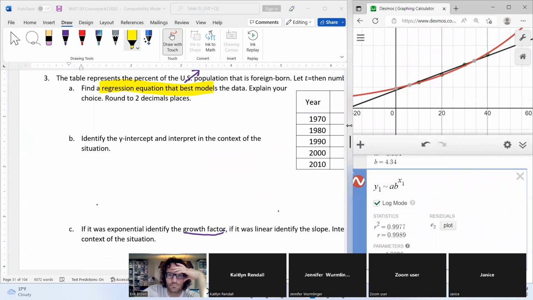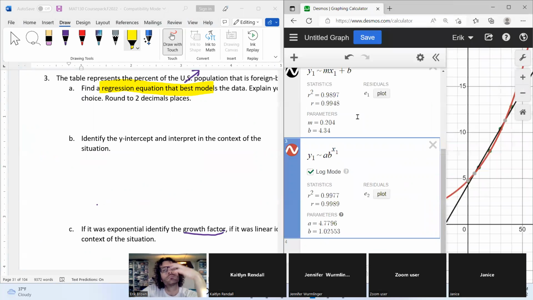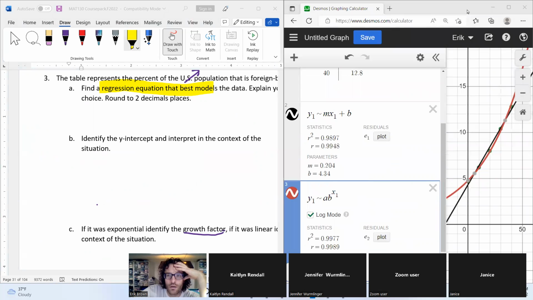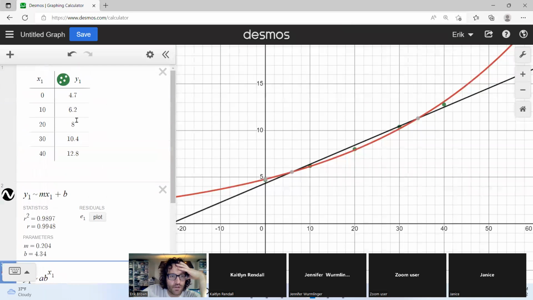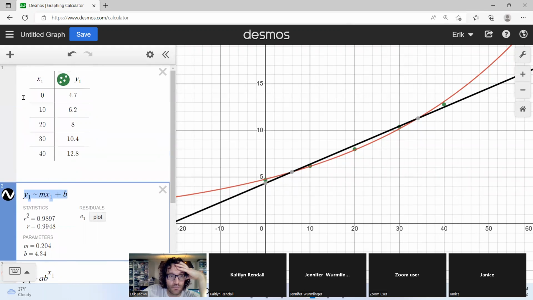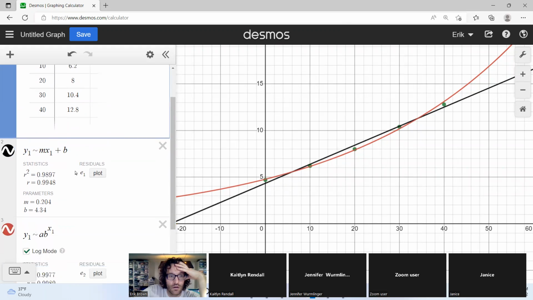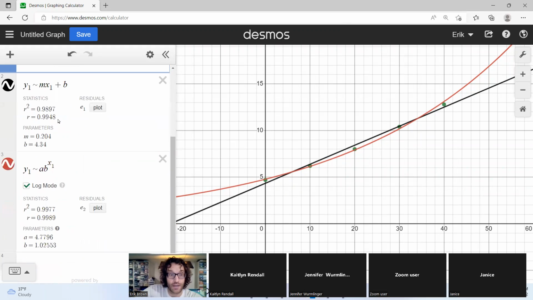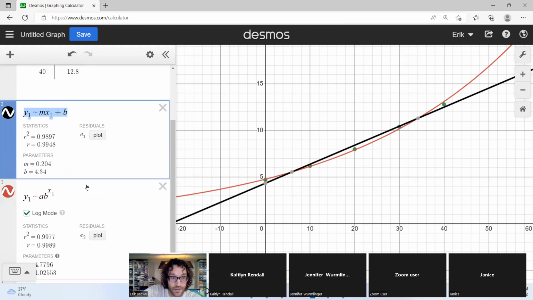So in Desmos, how are we getting the exponential and linear graphs? Did you type in your data set like this? And then did you type this in exactly, where this y1 and x1 match what it says here? No. So that's what you have to do. You have to type these two things in exactly how you see it.